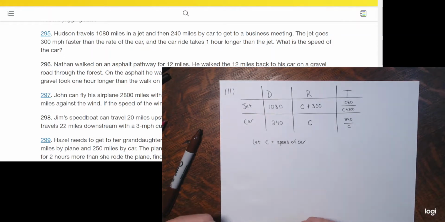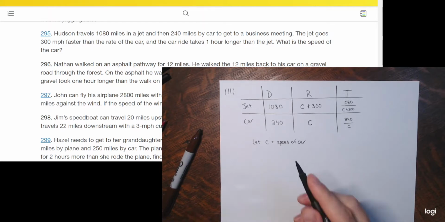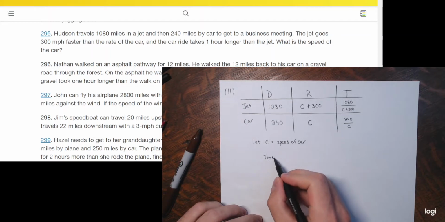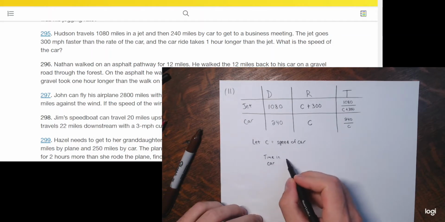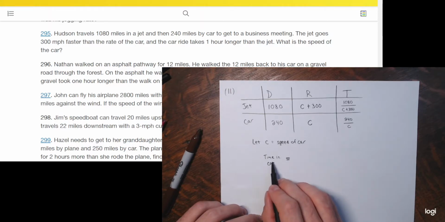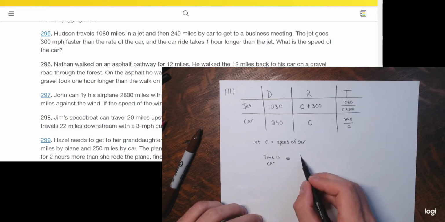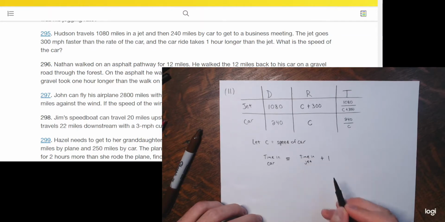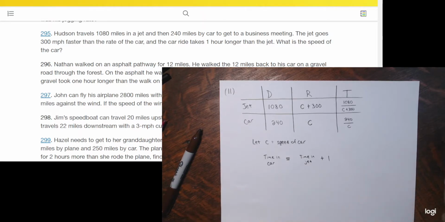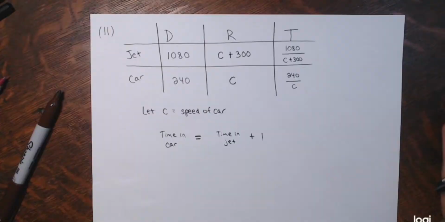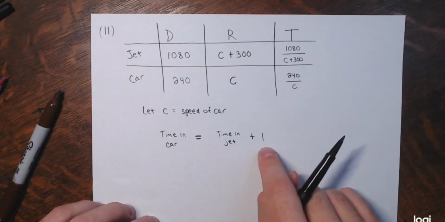Alright, and then one other key piece of information is that the car ride takes 1 hour longer than the jet ride. So time in car takes, right? Usually verbs will represent equal signs. The time in car is 1 hour longer than the time in the jet. So time in jet plus 1. Hopefully that makes sense.